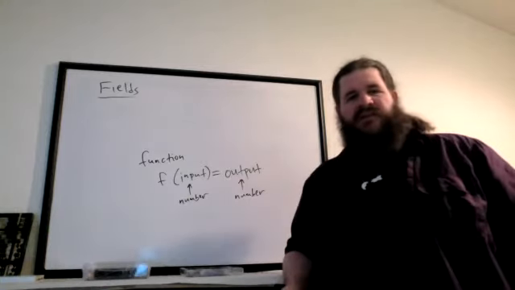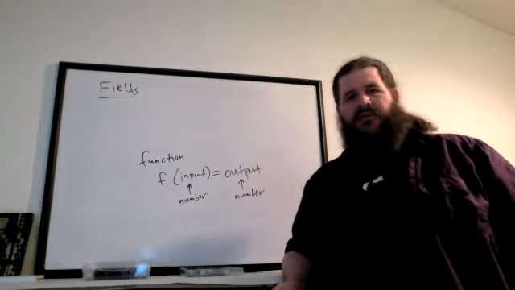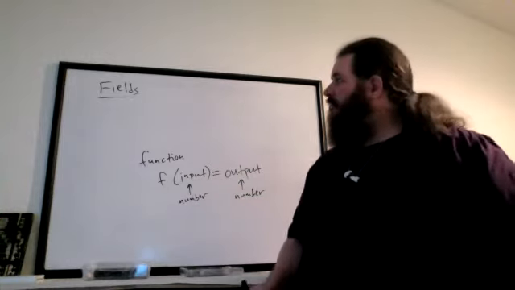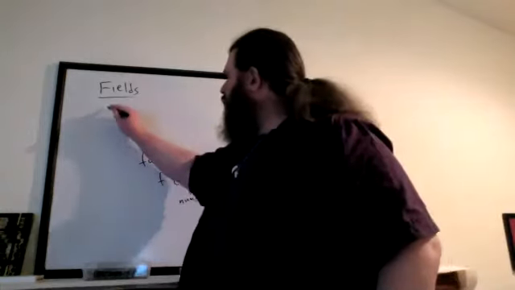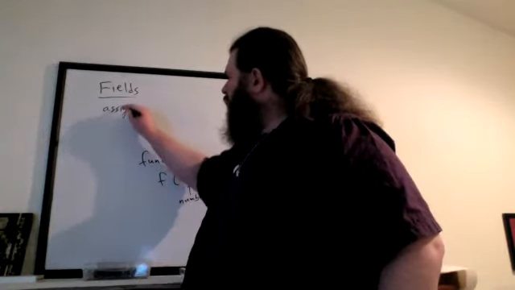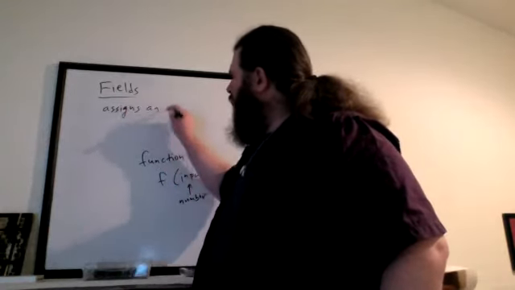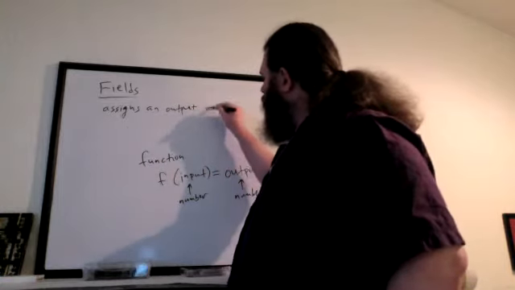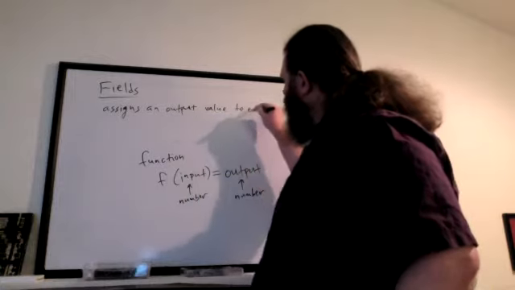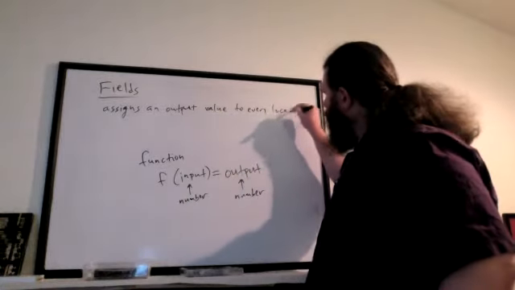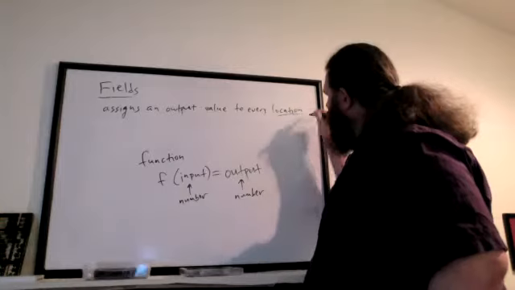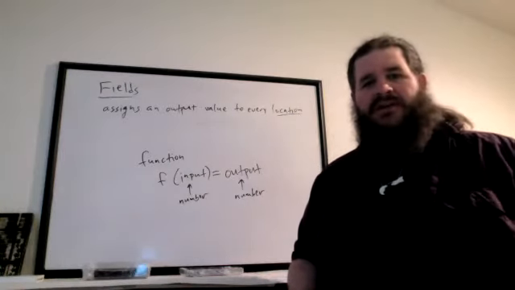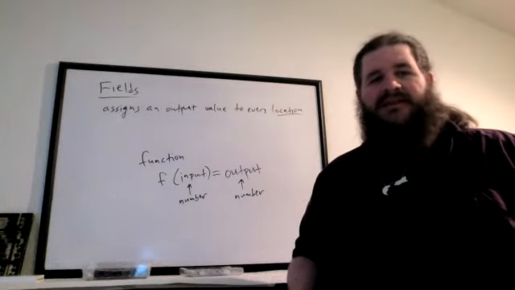A field is basically the same idea as a function, but with one subtle difference. The input is not a number, the input is a location. A field just assigns an output or a value to every location in space. So if you have any way of just assigning a number or some sort of value to every location in space, that technically counts as a field.